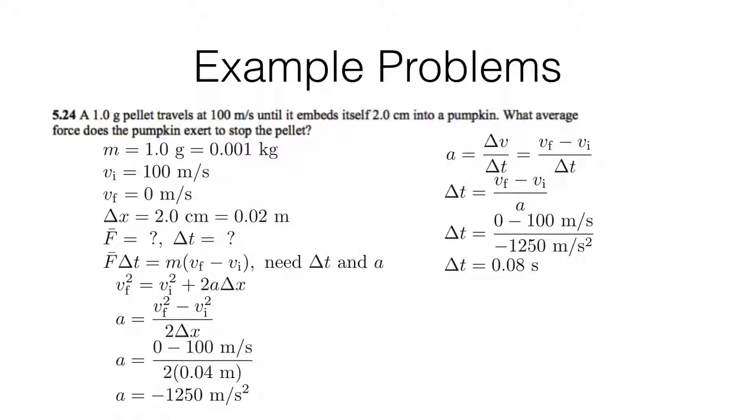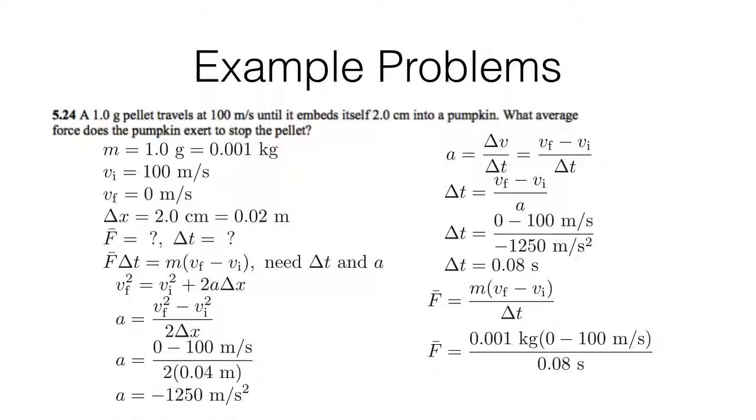Okay, so now we found the time and the acceleration. We're all set. We can now find the average force. So this expression is the one that I originally wrote down but rearranged to solve for force. I know everything on the right hand side, so I just substitute those values, calculate, and I end up with a force of 1.25 newtons in the negative direction.